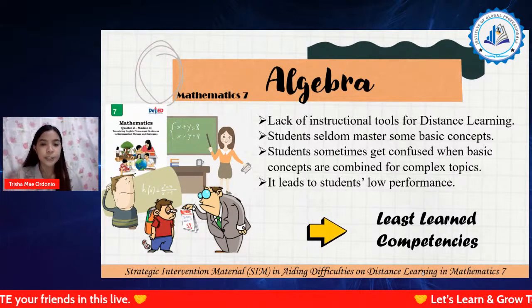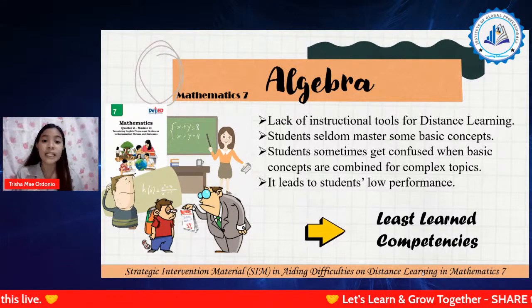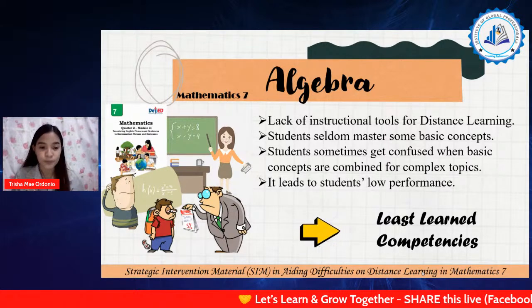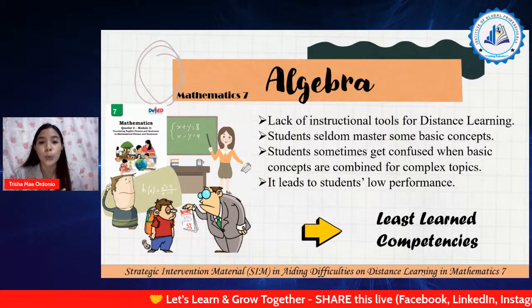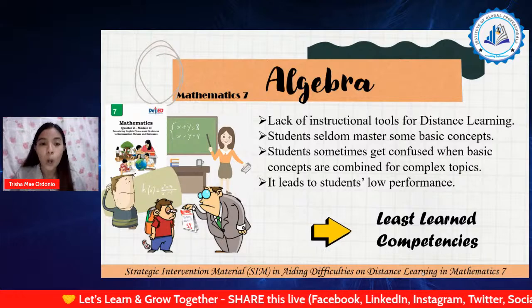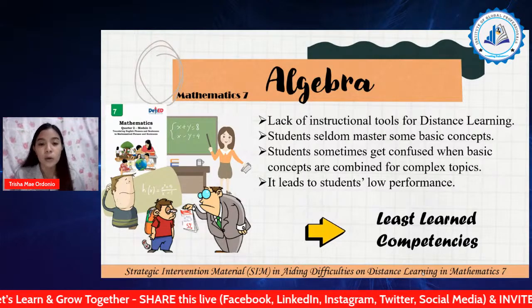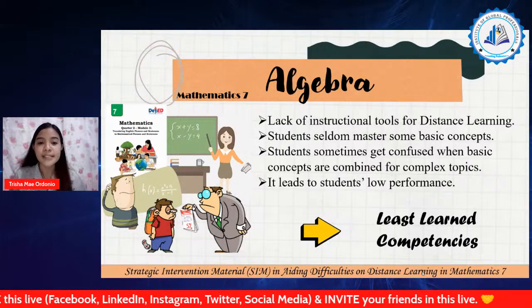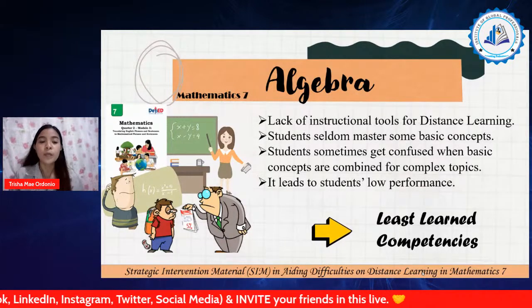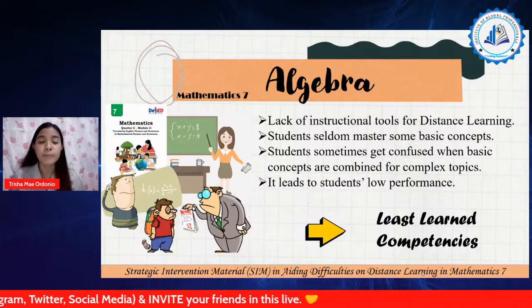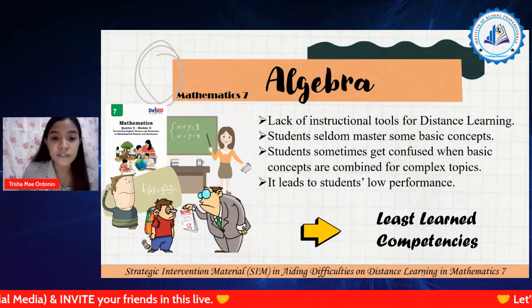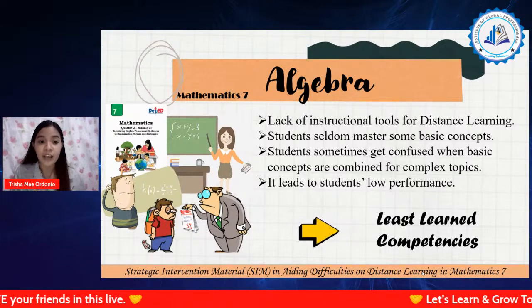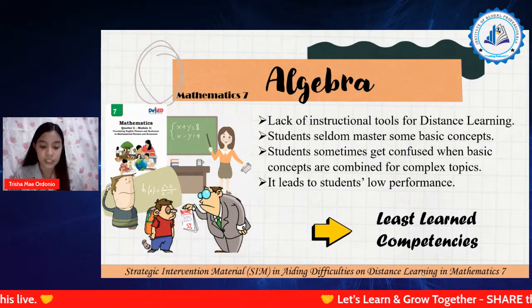When there are least learned competencies, therefore, we need an intervention in order for us to bridge the gaps of the students. Again, we should provide students the quality of education. We need to teach them for them to achieve the mastery level in every lesson that we are teaching.